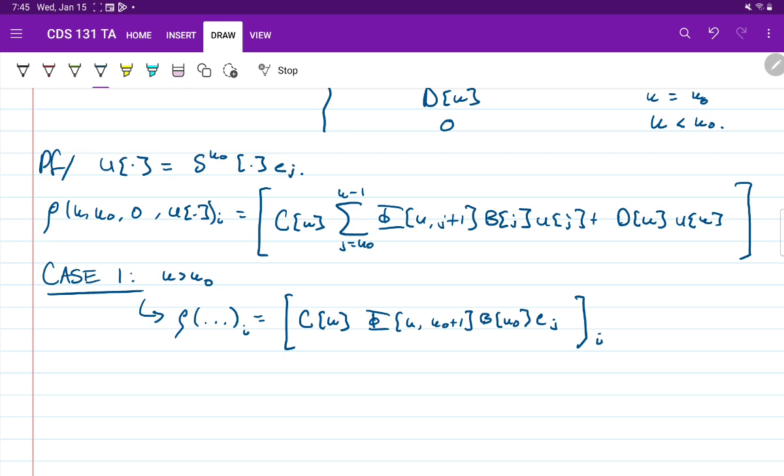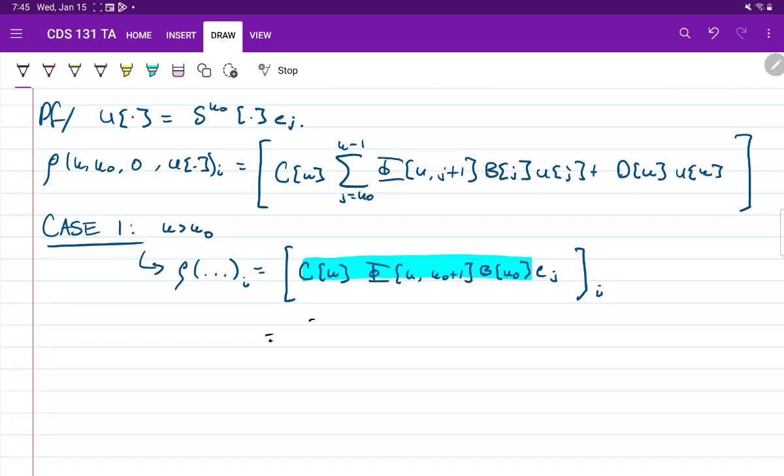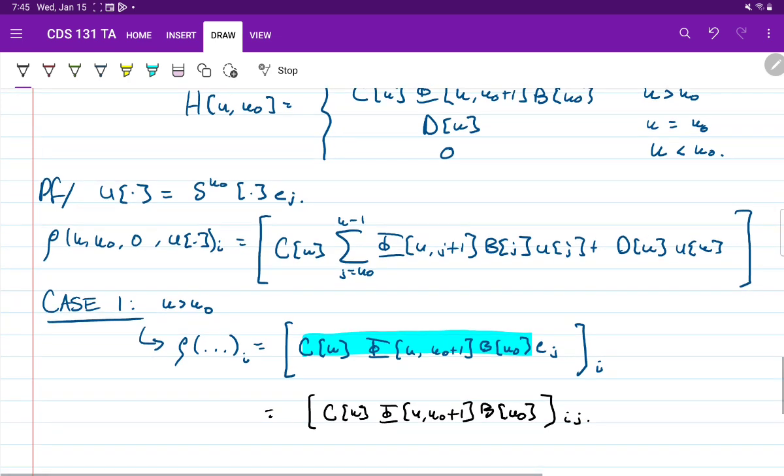So what's going on here? Here, the vector e_j is selecting column j from this matrix over here. And then from column j, we want row i. So what we're really asking for is entry ij of this matrix that I've just highlighted. C of k, phi of k, k naught plus 1, B of k naught, entry ij. And we confirm that is in fact what we wanted to show above. Okay, fantastic. So let's go ahead and try the next case.